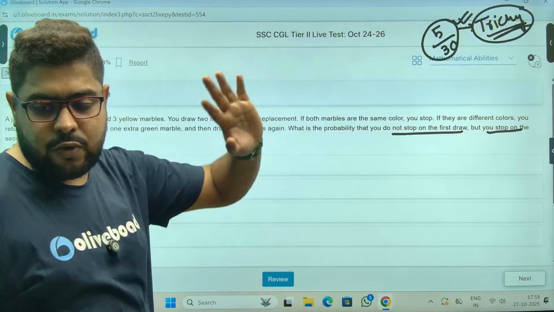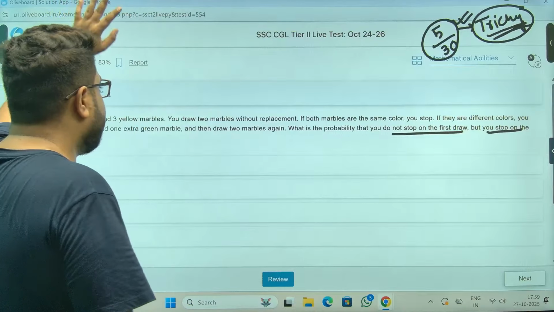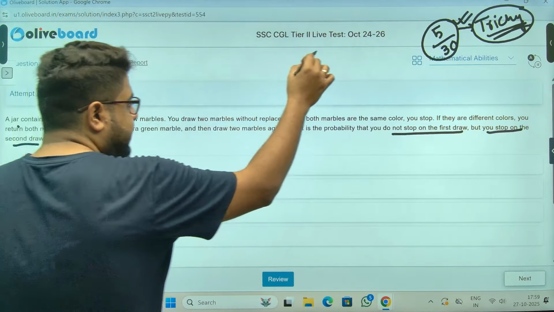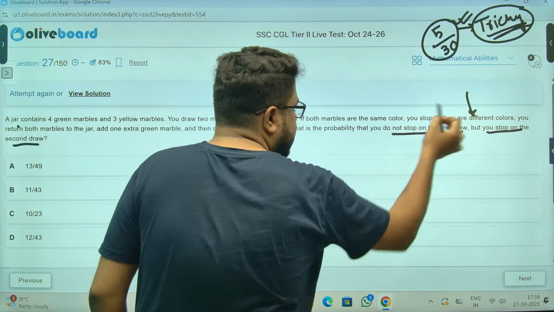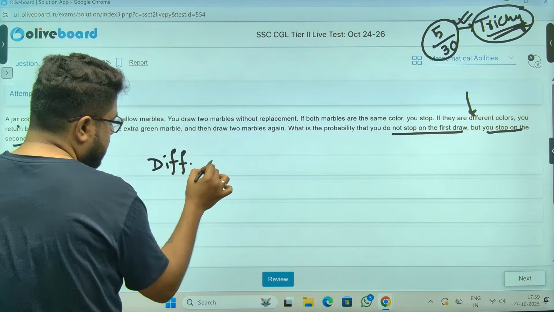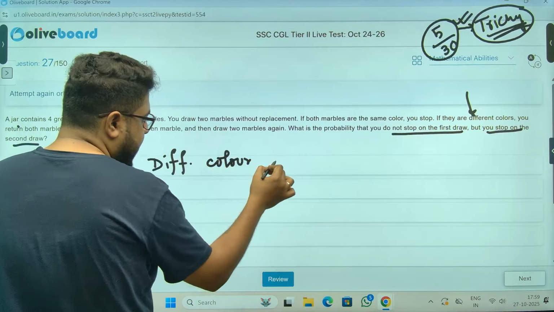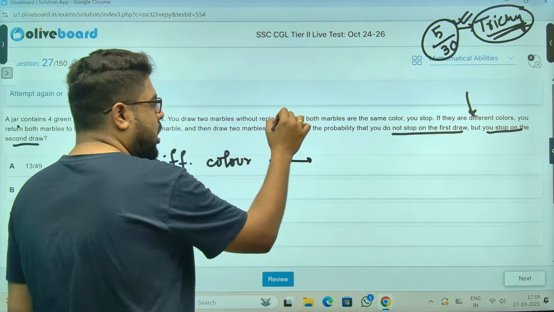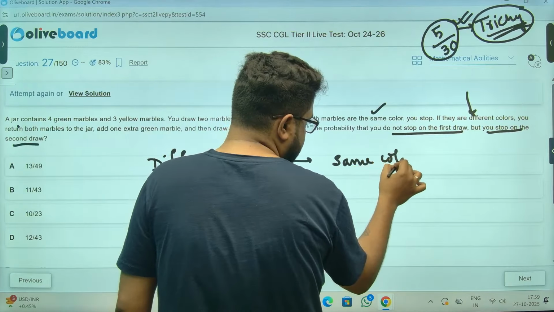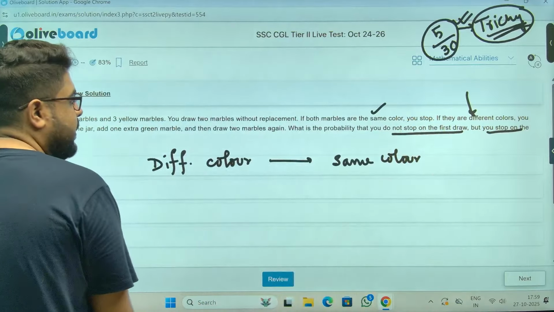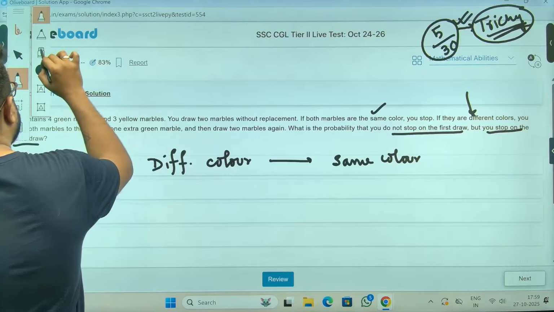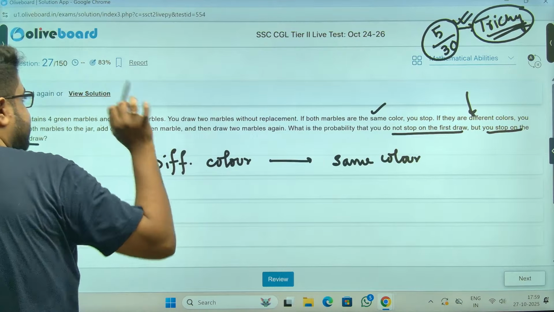Okay, in the first draw you do not stop. First let's figure it out. When you don't stop, if the marbles are of different color. So that means the first draw is different color. And the second draw, you stop, that means they are of the same color. Okay, sir. We have to do one by one. Let's understand. This is a very good question, it seems.